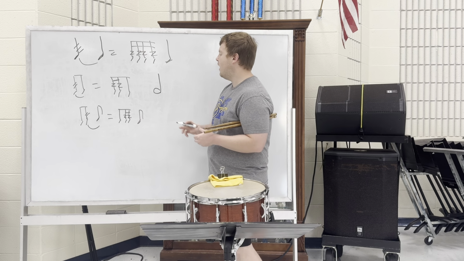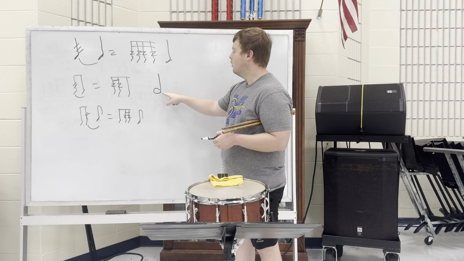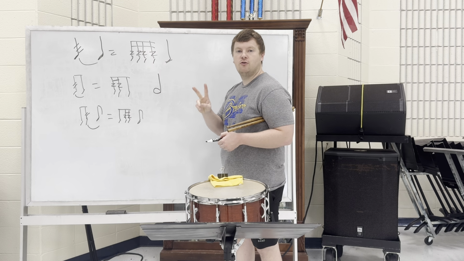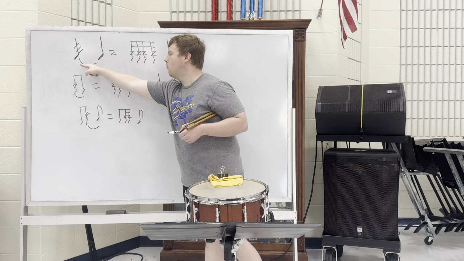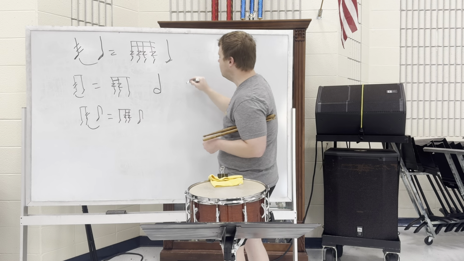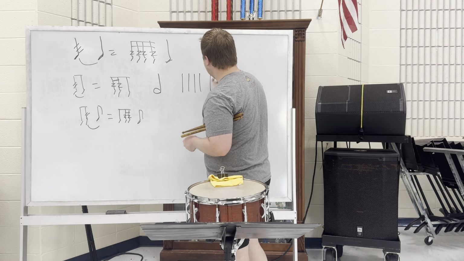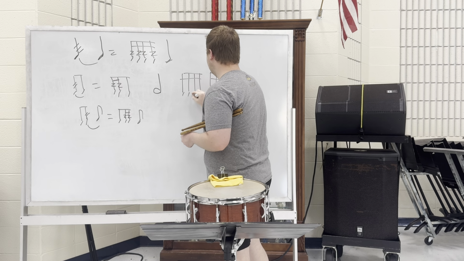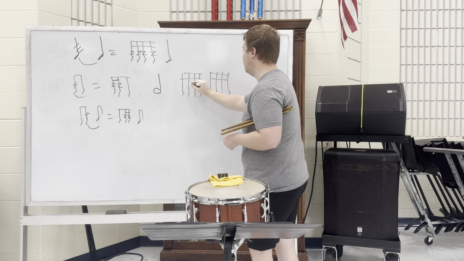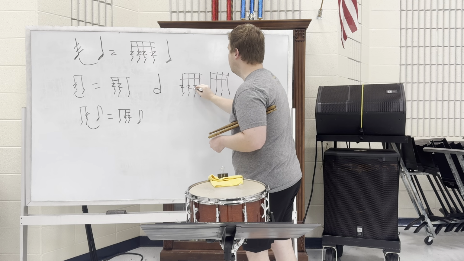So we have technically two quarter notes that fit into a half note. We already know that four 16th notes fit into a quarter, so four times two would be eight 16ths in total. So you got one, two, three, four, five, six, seven, eight. Mark them down, boom, boom, boom, boom, boom, boom, boom, boom, and then put your Z's throughout all of them.